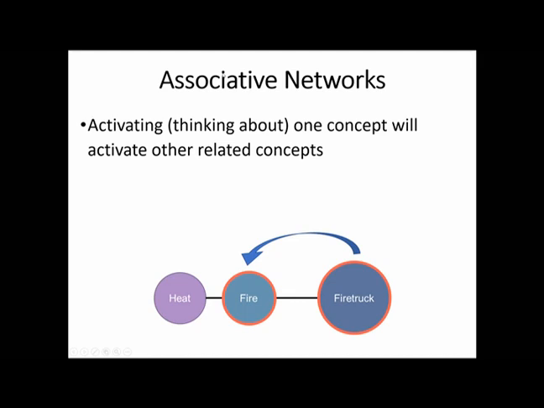This associative network also helps explain how priming tends to work. Activating or thinking about one of our concepts can also activate other related concepts. So if somebody says the word fire truck, then maybe it's going to be easier for us to remember the word fire truck in the future, but also it's easier to remember concepts that are closely related to fire trucks. So things nearby like fire or the color red or vehicles. We can activate or prime these nodes that are nearby.